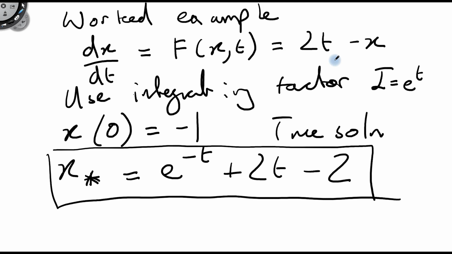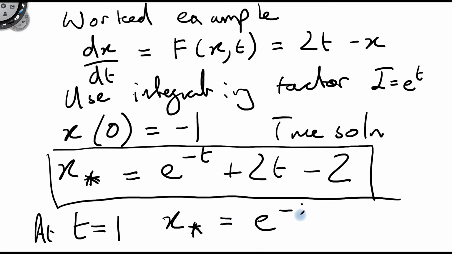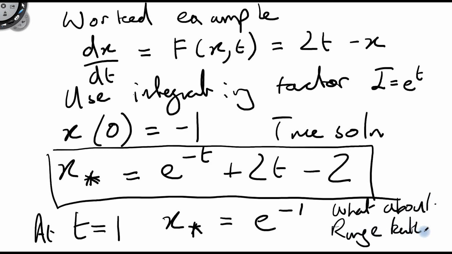So the thing about this true solution is that when t equals 1, the 2t minus 2 term goes to 0, and you have x star is e to the minus 1. So we know the true solution is e to the minus 1 at t is 1. But what about the Runge-Kutta? What solution does it get at this point?